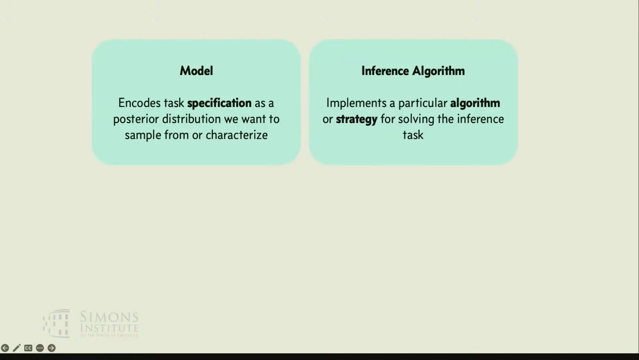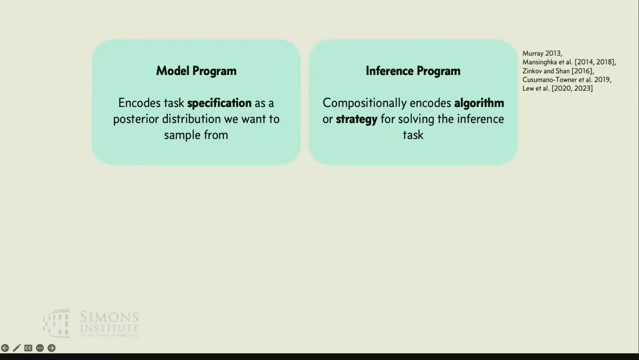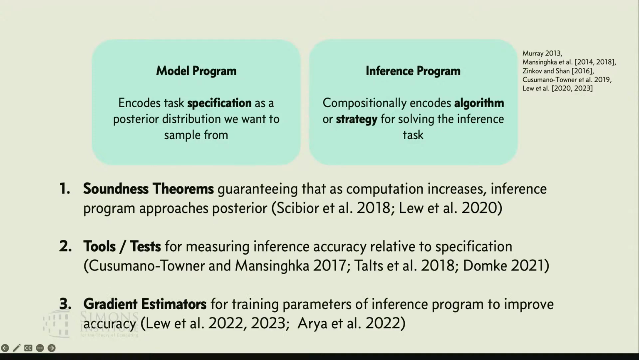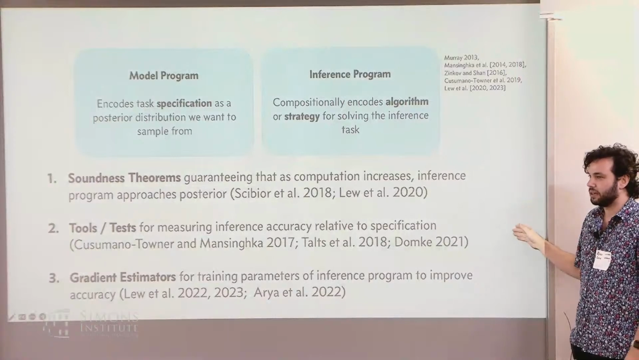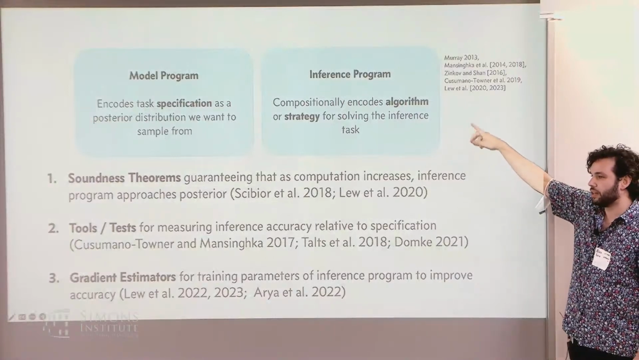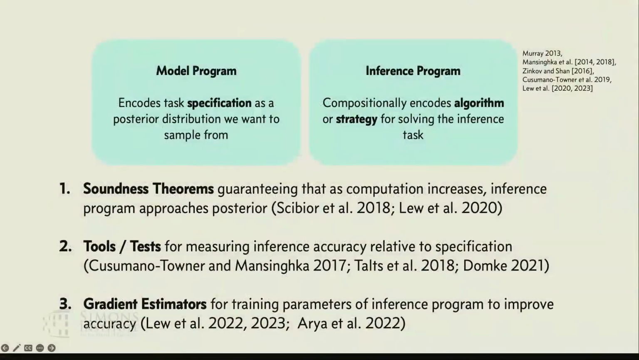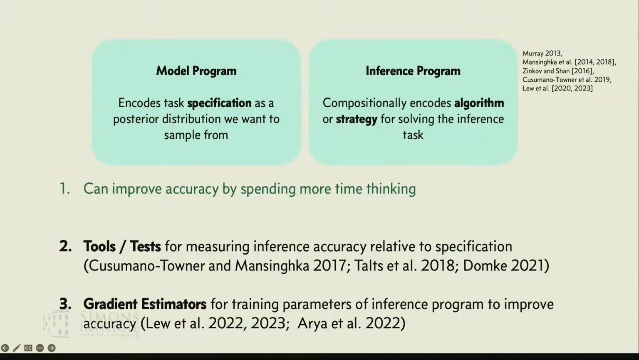In the kind of work that our lab does in modeling and inference, we separately create a model probabilistic program that encodes a task specification as a posterior distribution we want to sample from, and separately an inference program that compositionally encodes some kind of algorithm or strategy for solving that inference task. When you use a probabilistic programming language to do this, you get some benefits from separating model and inference. We have soundness theorems guaranteeing that as computation increases, the inference is going to approach the posterior. We have automated tools and tests for measuring how accurate our inferences are relative to the model with finite computation. And we also have gradient estimators that help us tune any parameters of our inference programs to be better inference algorithms. Beyond being useful properties for engineering, these guarantees also reflect some key aspects of human cognition. We can often think more to reach more accurate conclusions.